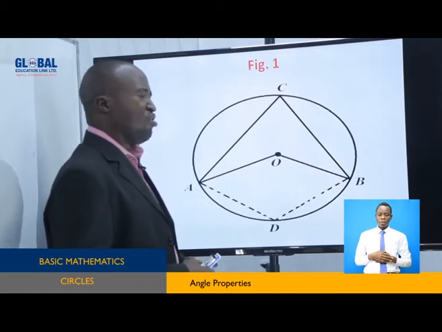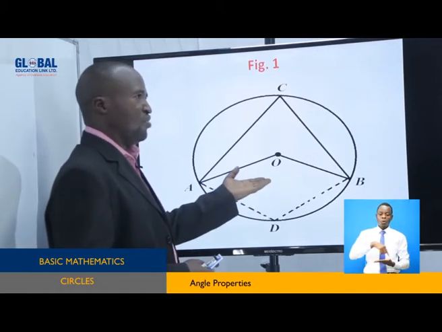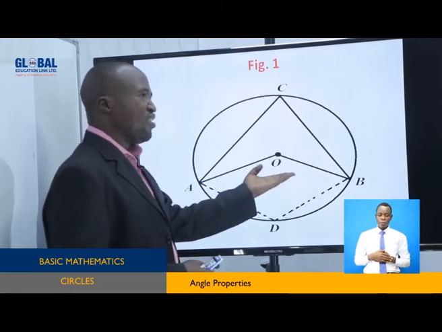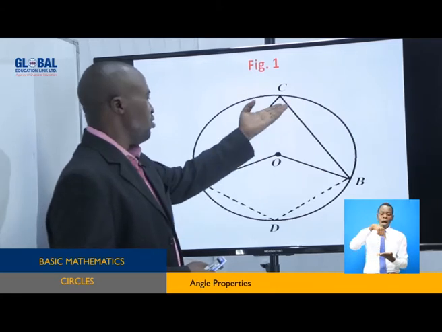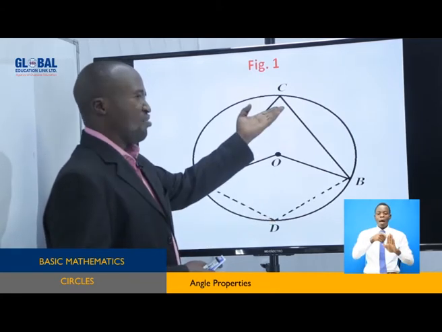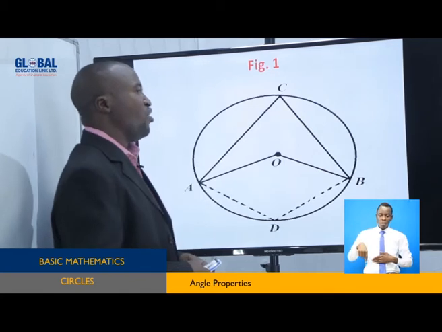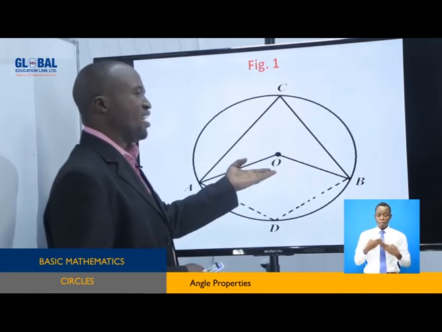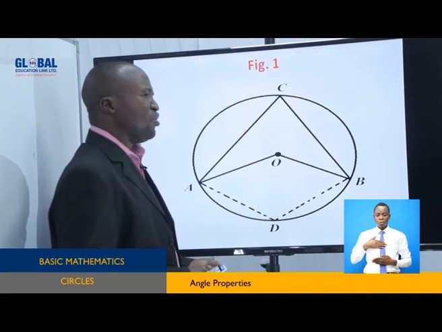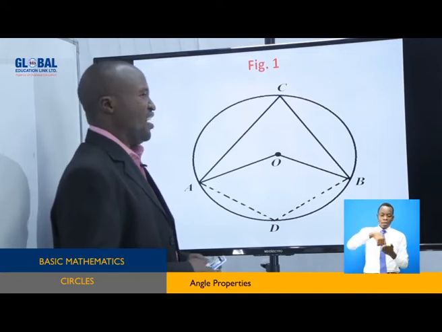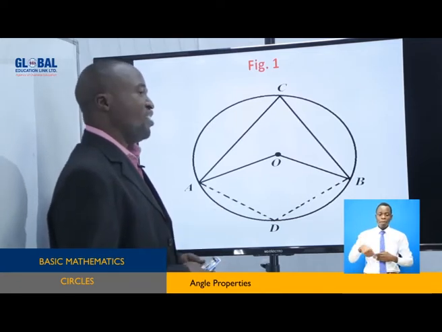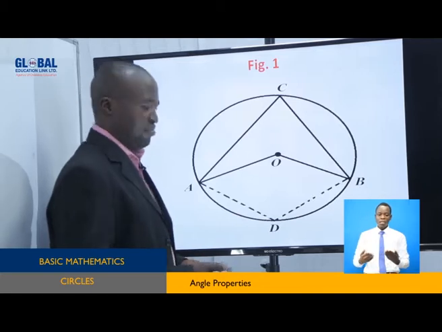Here we have a circle with the center O. There is the angle at the center of this circle and some angles in the circumference of the circle. According to our theorem, the angle at the center is double the angle at the point of circumference. Now let us prove this theorem.